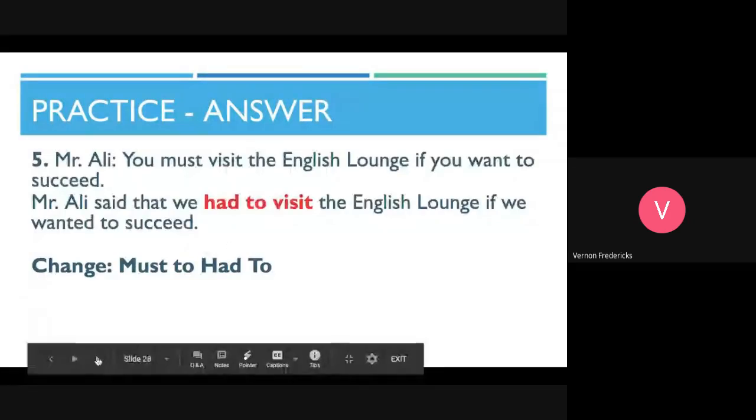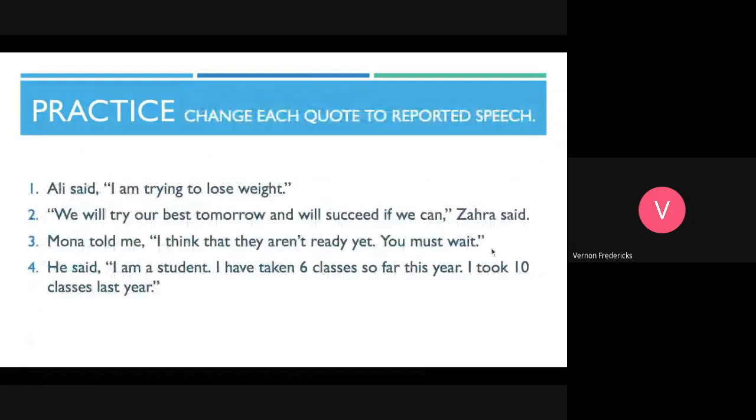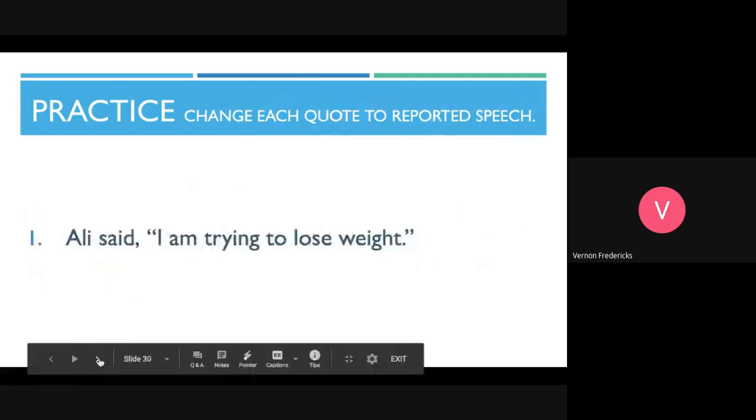Okay, so let's continue on to the next exercise. Change each quote to reported speech. So students, you have to write out the answers now. I want you to take out your notebooks and your pens, if you don't have them with you, and write down the reported speech for each sentence.